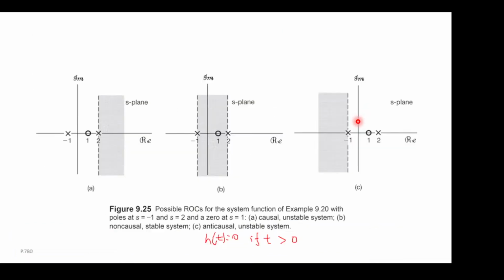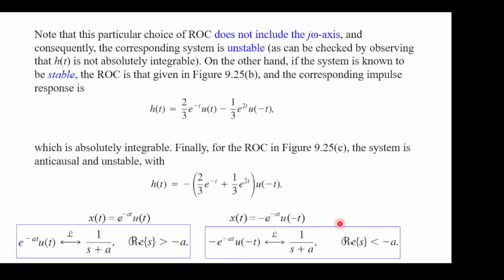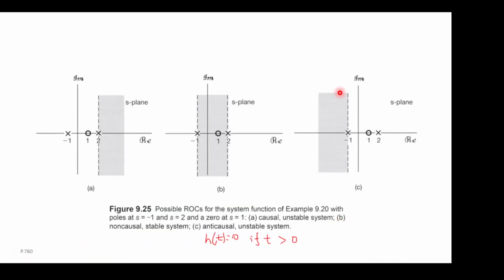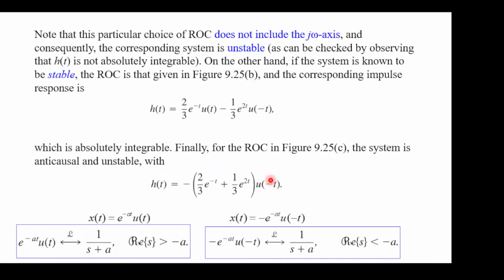And finally, there is this one, where you have the RC on the left hand side, and this happens if you want your system to be anti-causal. We didn't define this before, but you can probably guess. Anti-causal just means that you want your h of t to equal 0 whenever t is bigger than 0. When that happens, you pick the RC on the left of both of your poles, so you get this u of -t on both of your terms.